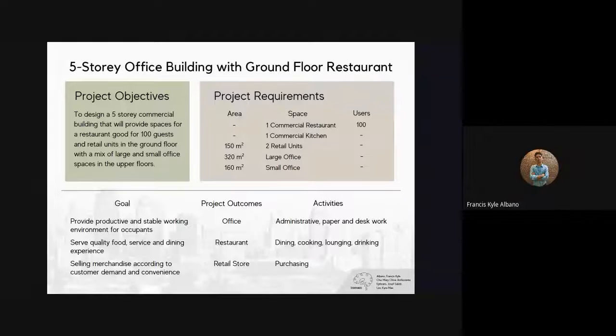Floor restaurant. Its objectives, criteria, site analysis, grading of each site, and our selected site. So here we have the project objectives, which provide spaces such as restaurant and retail units in a mix of large and small spaces in a five-story commercial building. So we have the project requirements, which include the area of each space with the number of users. We also have the different goals for each space, which is to provide a productive, convenient, and good quality experience with their designated activities.